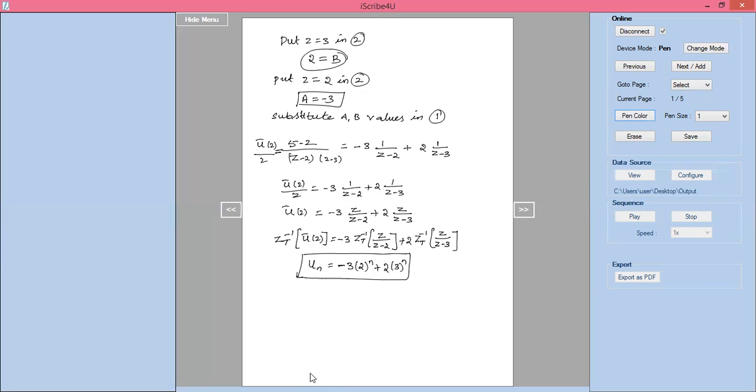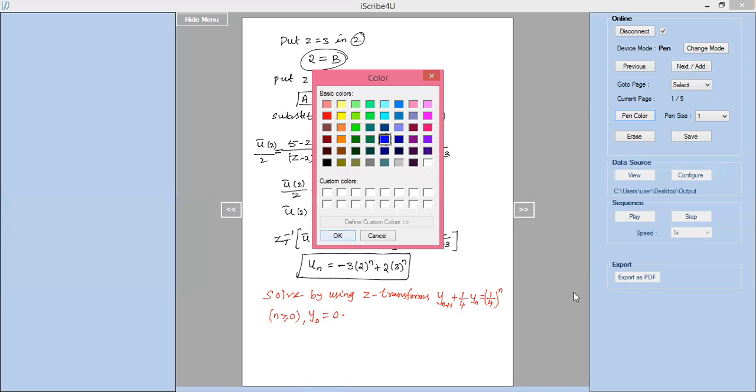Solve by using Z transforms. y(n+1) + 1/4 y(n) = (1/4)^n, where n is greater than or equal to 0, y(0) = 0. Now, we have to take the solution.